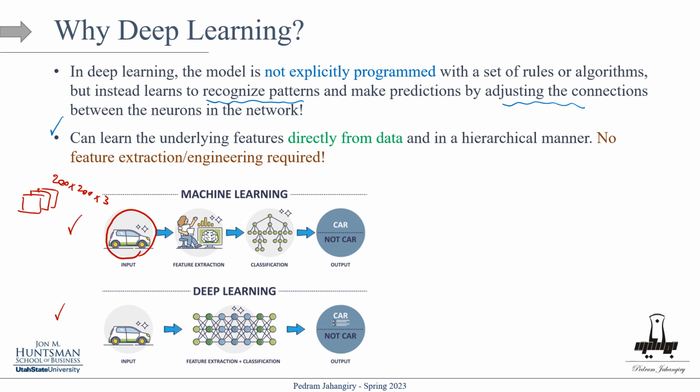Now if I look at the input numbers, the input size is 200 multiplied by 200 multiplied by 3, which is 120,000. So we are talking about 120,000 features, right? So it's very, very high dimensional.